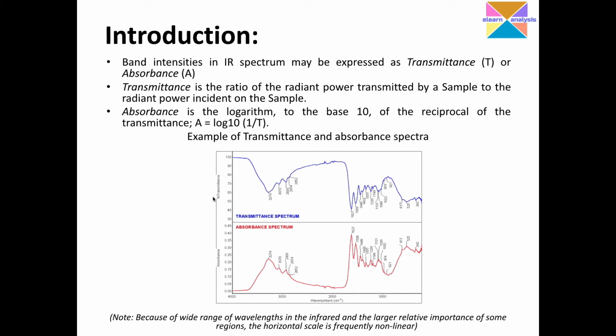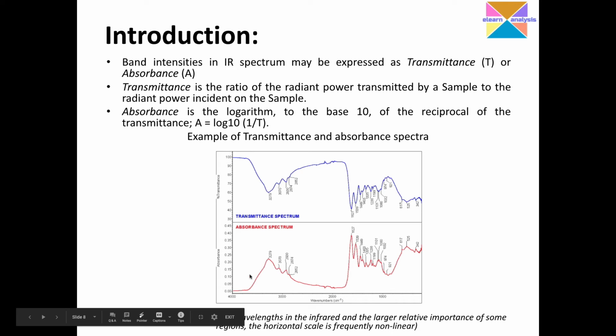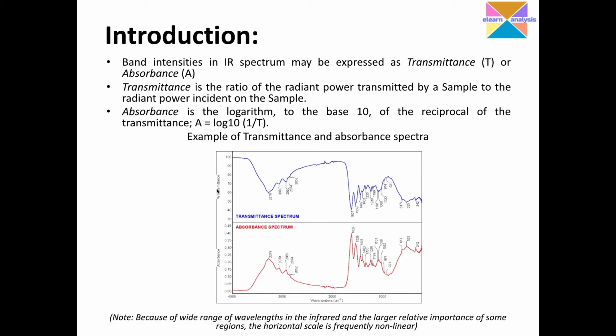So we end up having two different kinds of spectrums, where the plot is drawn versus wave number on the x-axis and absorbance on the y-axis, or it could also be percentage transmission on the y-axis. So the y-axis is variable. We can take either percentage transmission or absorbance.